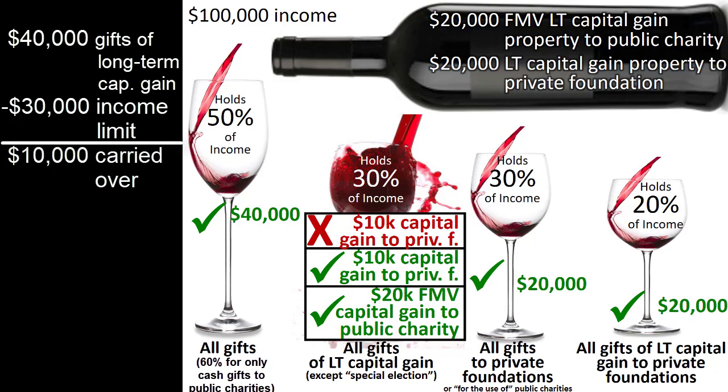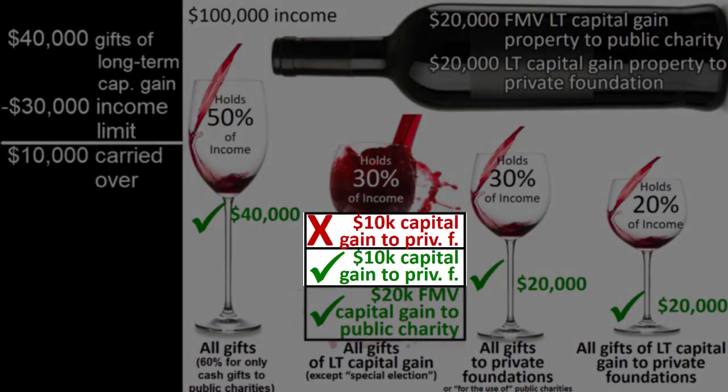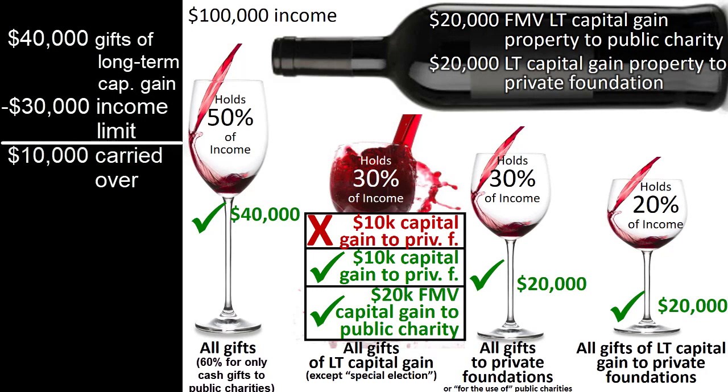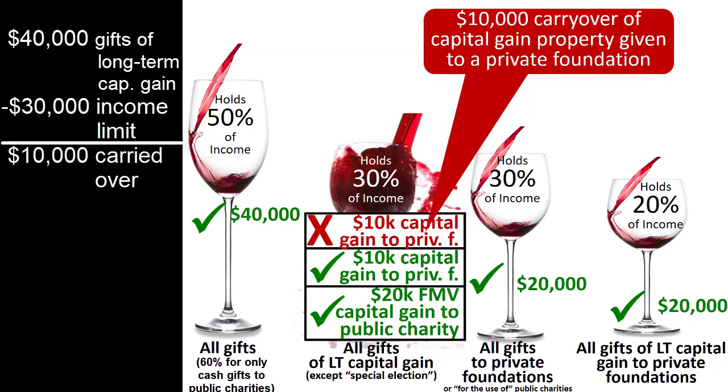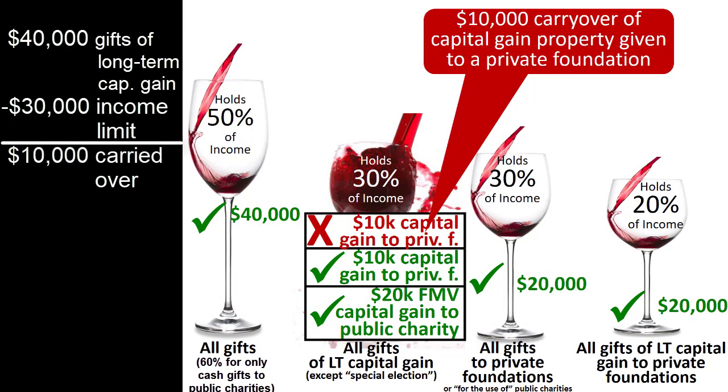But which type of gift is carried forward? Because long-term capital gain property gifts to public charities are deducted before long-term capital gain property gifts to private foundations, all $10,000 carried forward will be gifts of long-term capital gain property given to private foundations. Thus, even though the entire capital gain property gift given to private foundations fits into classes 1, 3, and 4, $10,000 of this gift must still be carried forward into future years because of the spillage from Class 2.